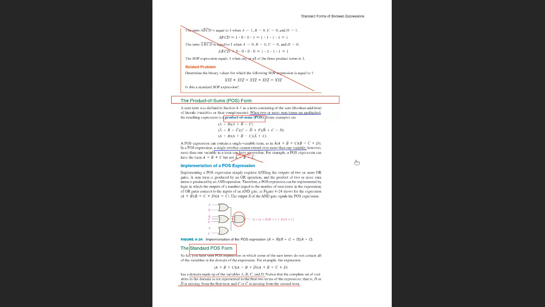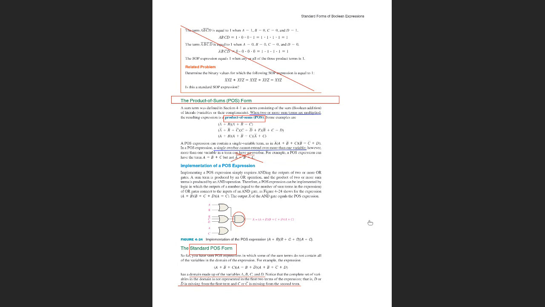If we would like to implement the POS in hardware, according to the priority rules in mathematics, when we have a product of sums, we perform first whatever there is in the brackets, and then we calculate the product. So going from left to right, we first have the OR gates, and finally at the rightmost position we have an AND gate. And figure 4-24 shows how to create hardware out of a POS expression.